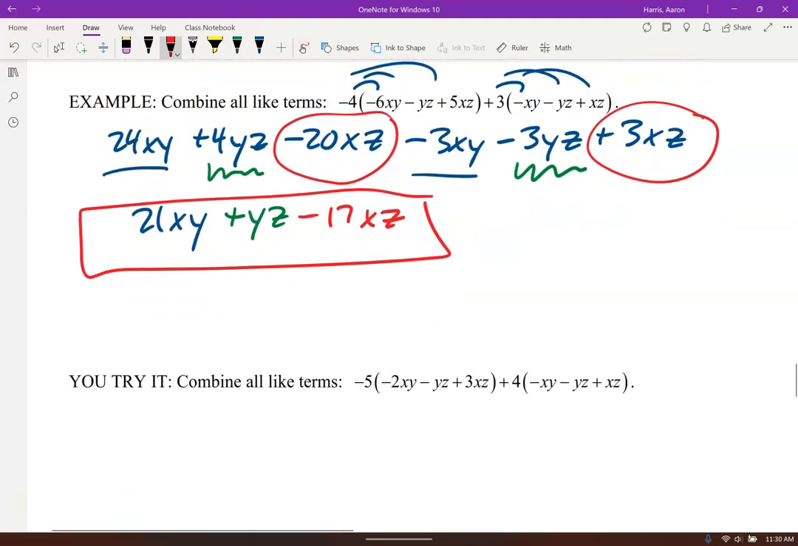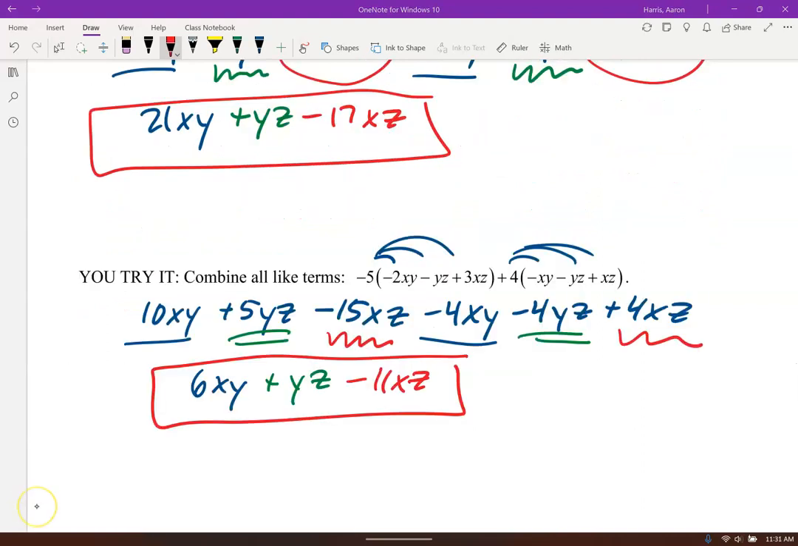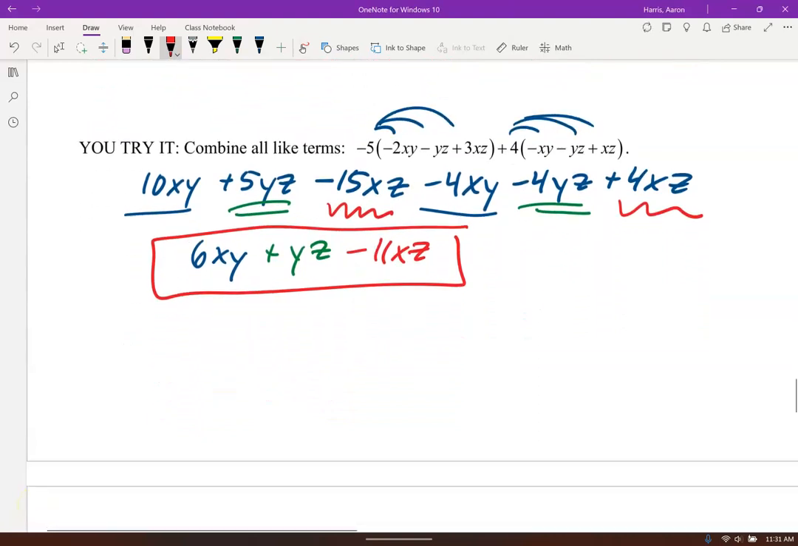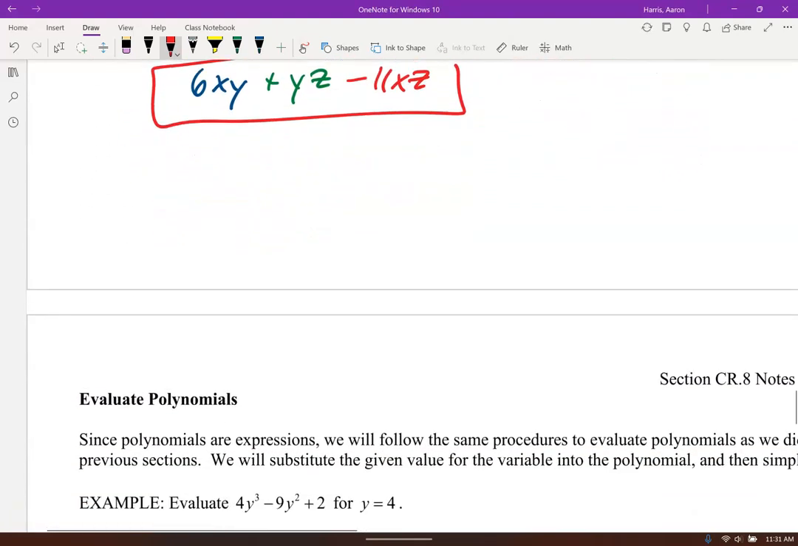Now you can pause it here and try this next one. Check yourself on that. Make sure you're combining like terms. It means you have the same variable and same degree.